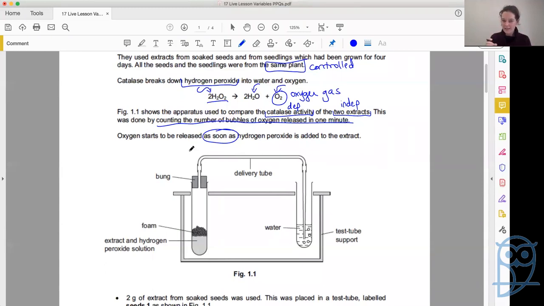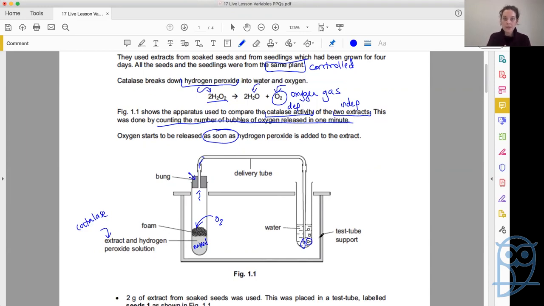Okay, now think about it, right? There's a bung here, okay? So let's just work through figure 1.1 a bit. Sorry, let me slow down. So in our test tube here on the left, we've got the extract, so that has our catalase in it, and hydrogen peroxide solution. So here they are mixed. Enzyme and substrate. They're producing foam. This is your O2 bubbles. It's creating this foam. But you've also got oxygen coming out through the delivery tube. So then you can see the bubbles that are coming out here.